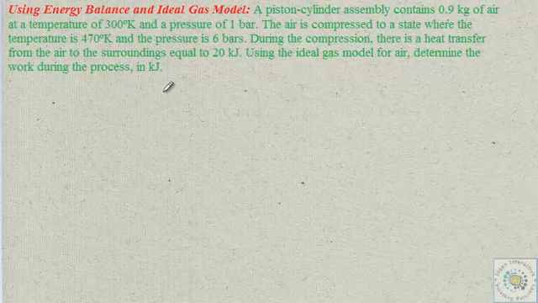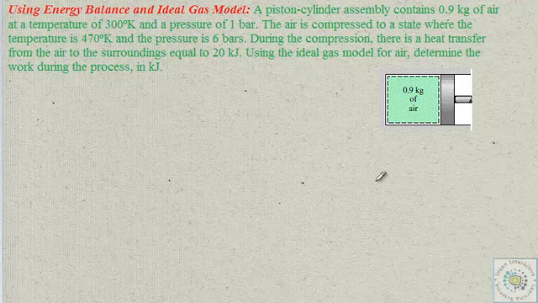So let me sketch the problem first. Here we have a piston cylinder assembly, and we have 0.9 kilograms of air in there. It's a closed system, but the piston is movable, of course. And the initial condition, T1, the temperature is 300 Kelvin, pressure is 1 bar. It will be compressed, right?